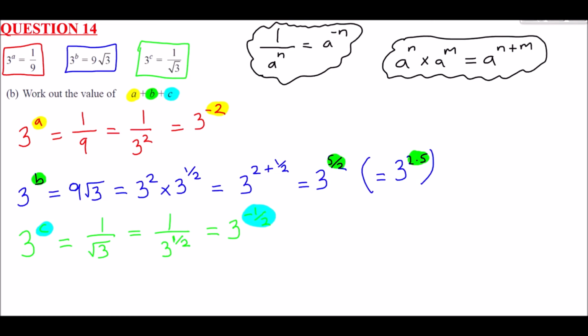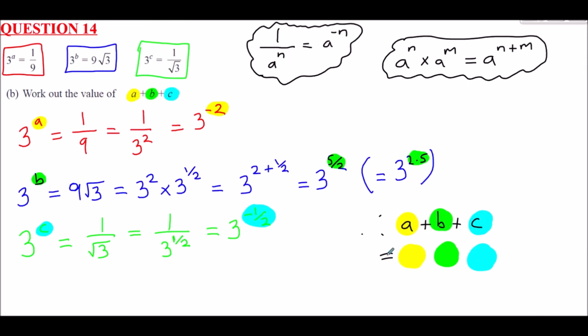So therefore, we can just finish off the final bit of the puzzle. So therefore, a plus b plus c. So we know what a is, we know what b is, and of course, we know what c is, because we just worked them out in this red writing, the blue writing, and the green writing, respectively. So let's just finish off this calculation.